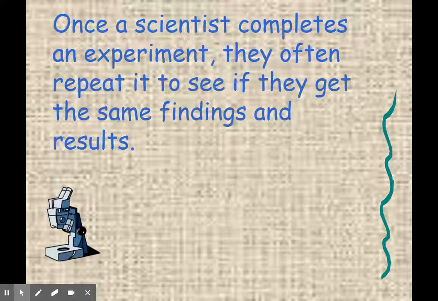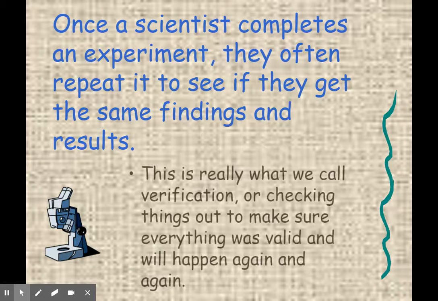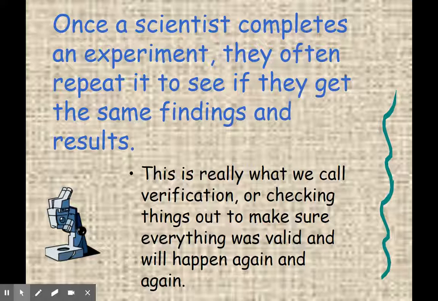So a lot of times, once a scientist completes the experiment, they often repeat it to see if they get the same findings or results. This is what we call verification, or checking things out to make sure everything was valid and will happen again and again.